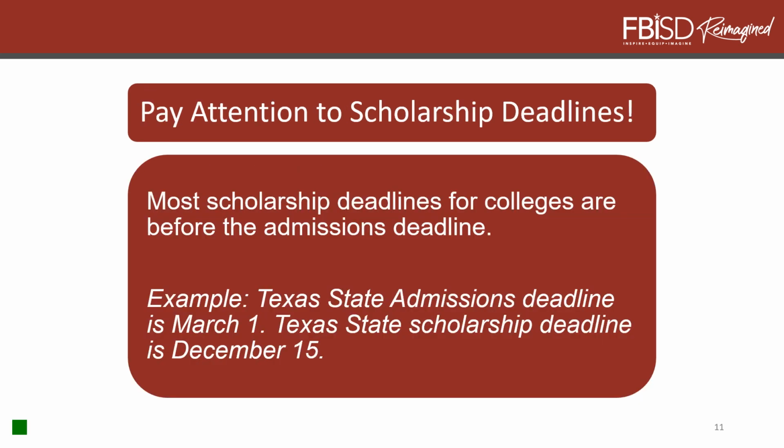When it comes to applying for scholarships, be sure to pay very close attention to scholarship deadlines, especially when you're looking at the university deadlines. Oftentimes, the scholarship deadline for the university is well before the admissions deadline. For example, Texas State admissions deadline is March 1st, but the Texas State scholarship deadline is December the 15th.